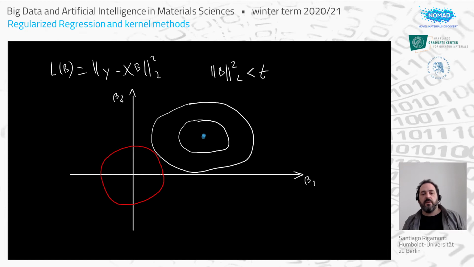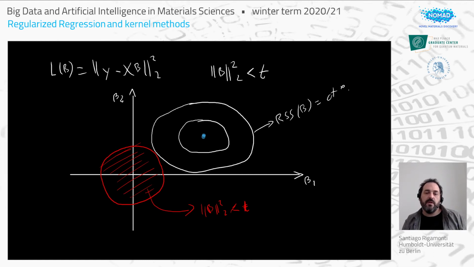So this would be the constraint. This region is the constraint, beta squared less than t, and these are the values of constant residual sum of squares. So the solution will be found at a point like that, for instance, because if we are here, we are closer to the minimum, but we are not within the constraint.